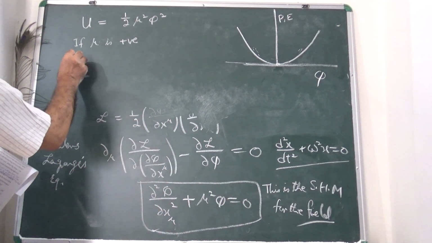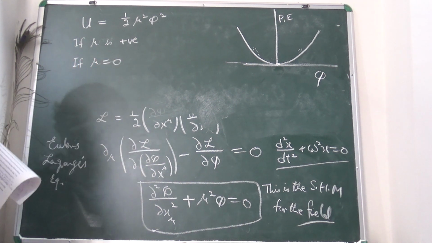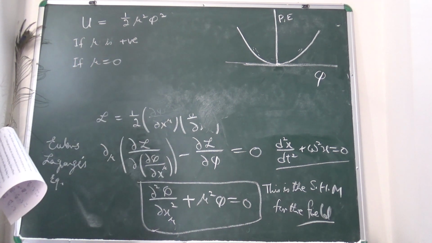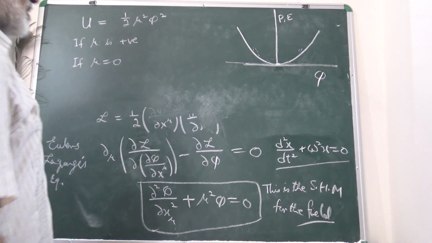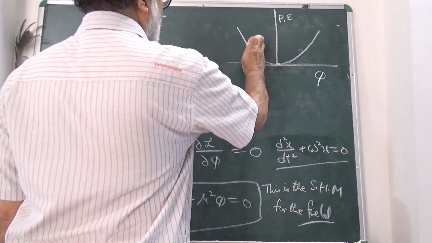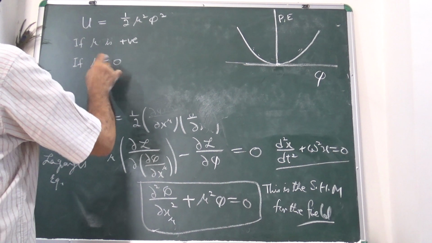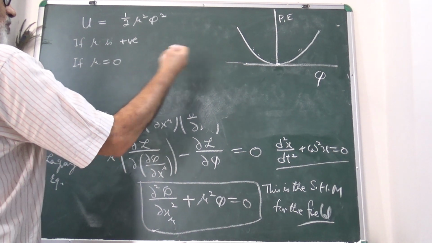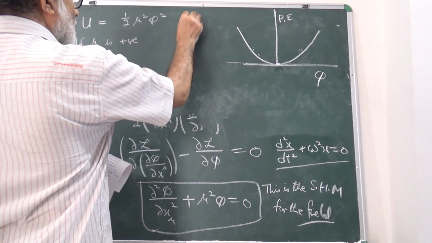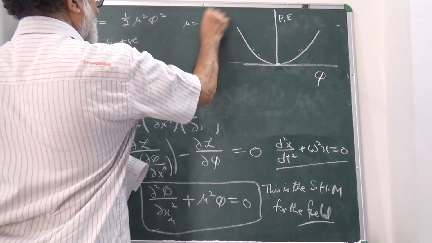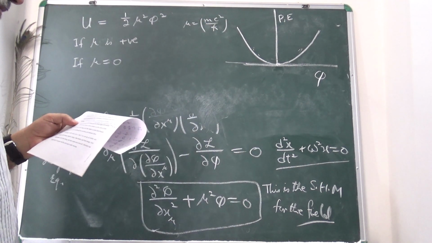Now if mu is 0, it means there is no quanta. Although the field has kinetic energy and is varying, it has no quanta, which means it has no mass, because mu is related to m c square by h.